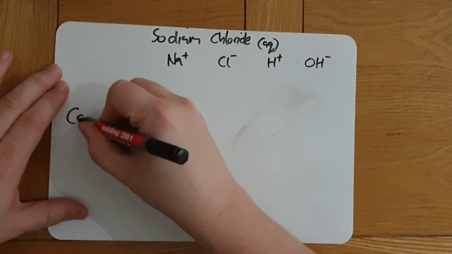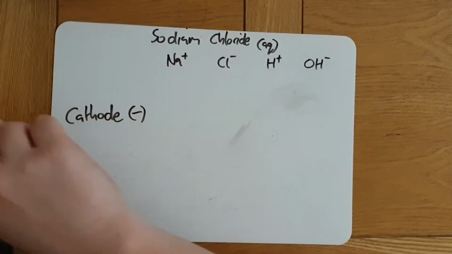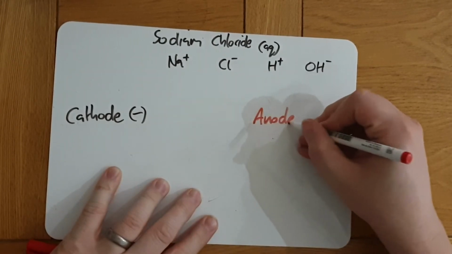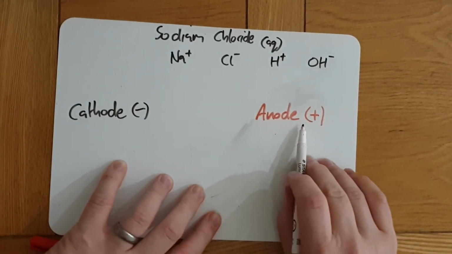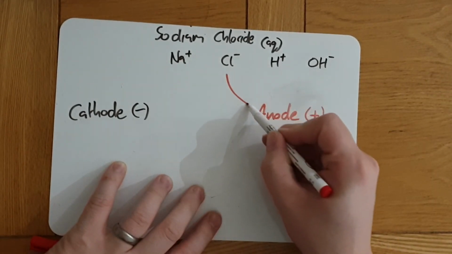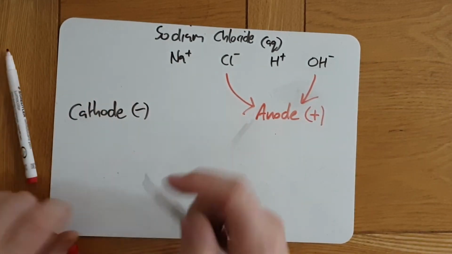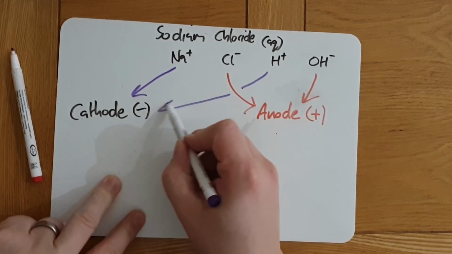So cathode. Remember the cathode is negative. Then we've got the anode. The anode is positive. So what's going to go where? The anode attracts the negative ions, so we're going to get chlorine and OH. The cathode attracts the positive ones, so we're going to get sodium and hydrogen.